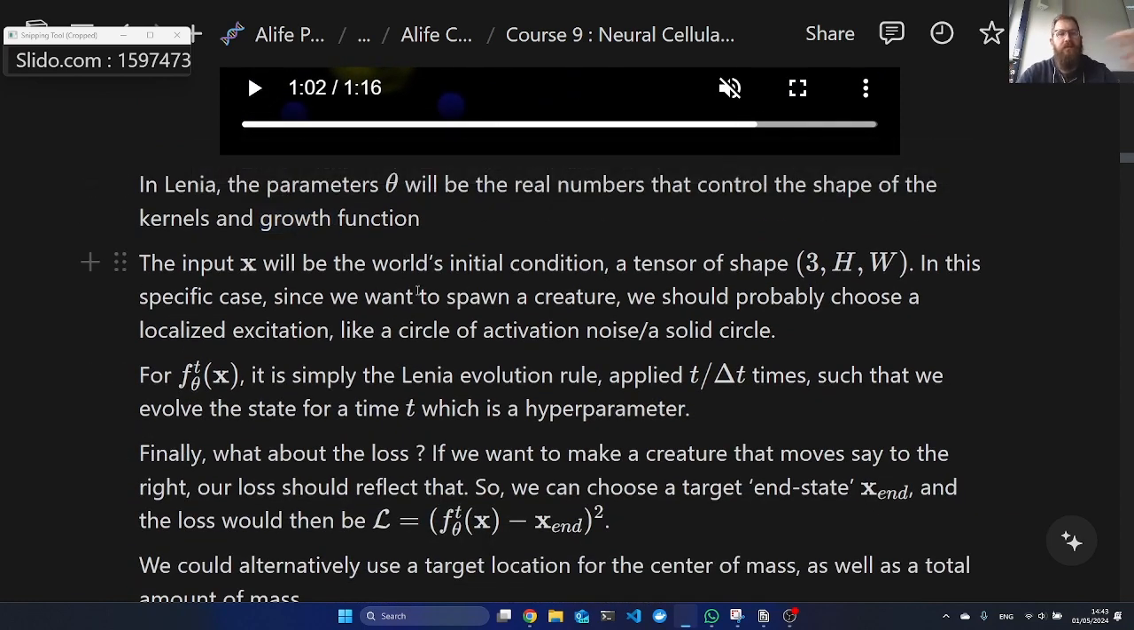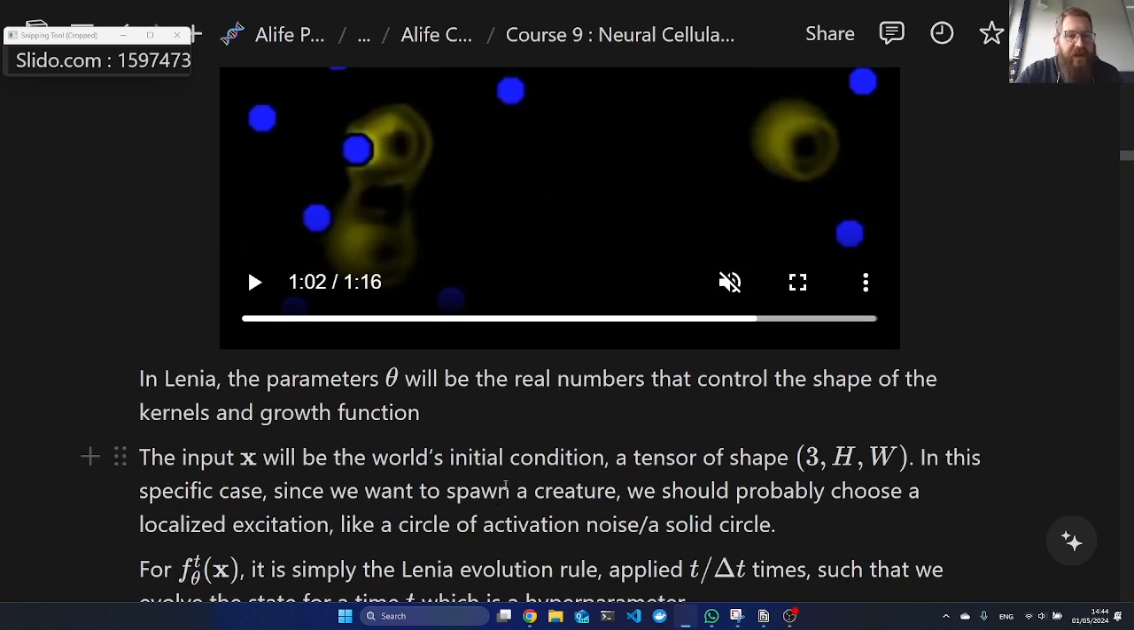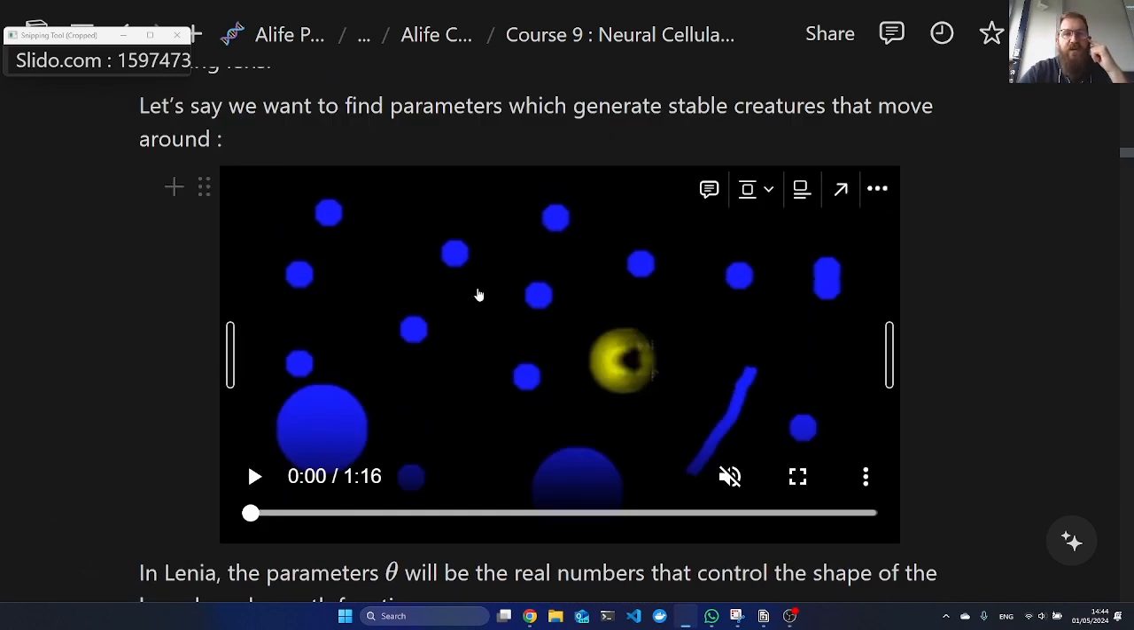In this specific example, the parameters theta are the real numbers that tell us the shape of the kernel and the growth function. Remember, that's all the parameters that we have for Lenia. What is the input? Well, the input is simply the world's initial condition, which is a tensor of this shape. Since we want to spawn a creature, it will probably be good to choose an input which has a localized excitation. So for the initial state of the world, we will take something like this, which has a localized excitation, such that our creature can indeed emerge.